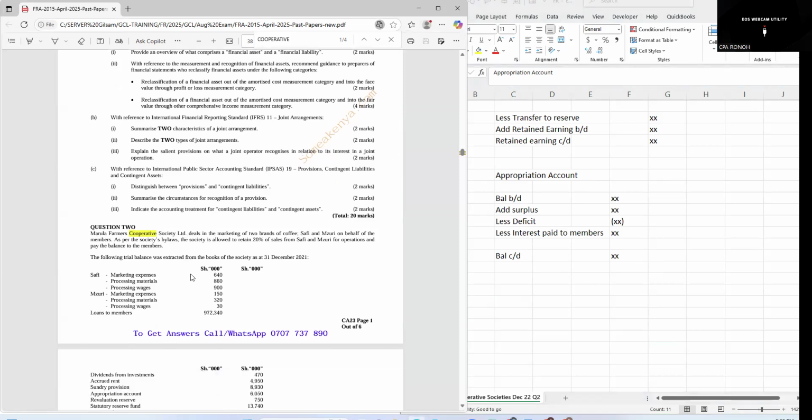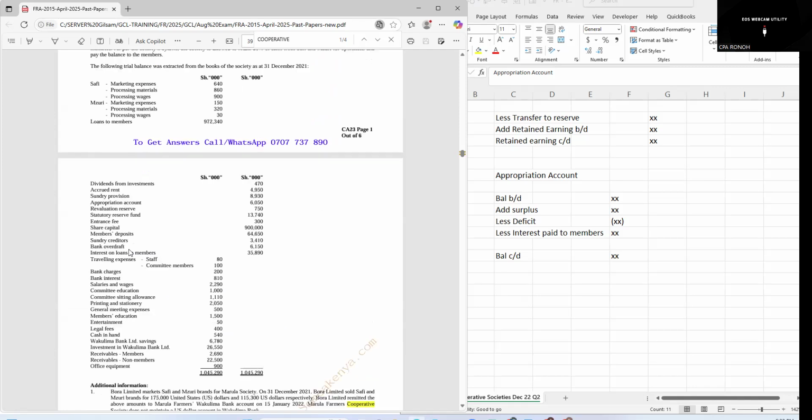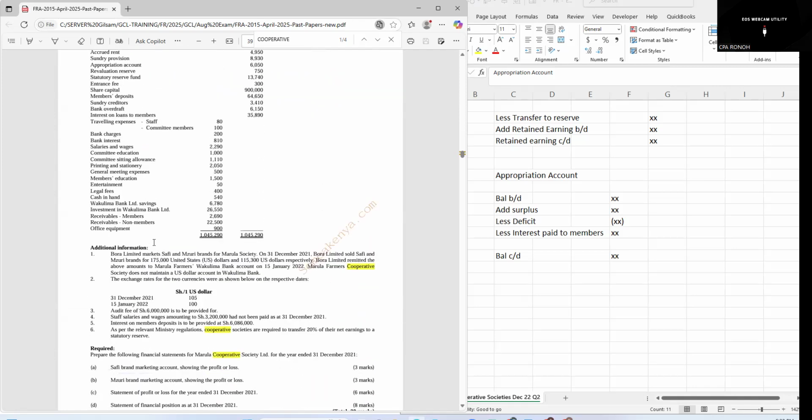So we have been told that Marula Farmers Cooperative Society deals in marketing of the two brands, Safi and Missouri, on behalf of the members. As per the society's bylaws, the society is allowed to retain 20% of the sales from the Safi and Missouri for operations and pay the balance to the members. So we have been given the following trial balance. With the Safi Missouri expenses, we have loan to members and other items, which I will not go one by one.